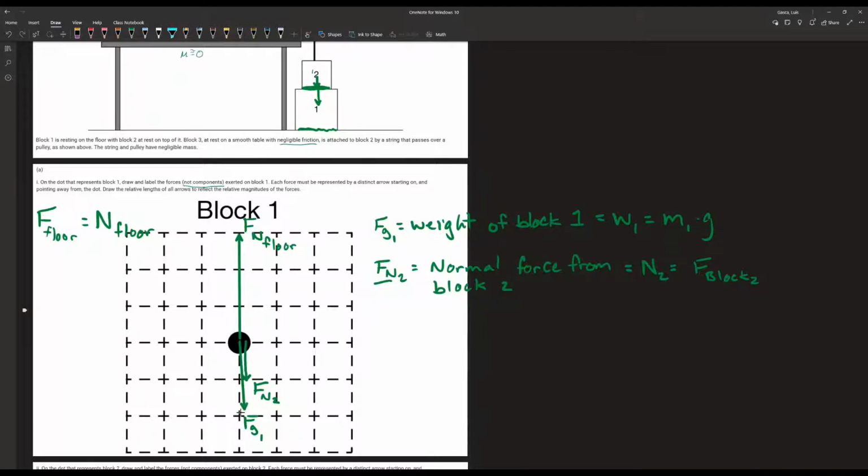But we should hopefully recognize from the picture that they're trying to tell us that the weight of block 1 is bigger than block 2. Okay. And so here, Fn from the floor is the normal force or the contact force from the floor. Any other questions? These are really good. From block. I'm sorry, the floor.